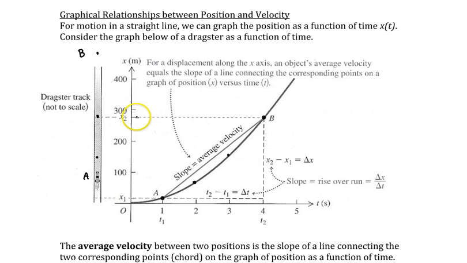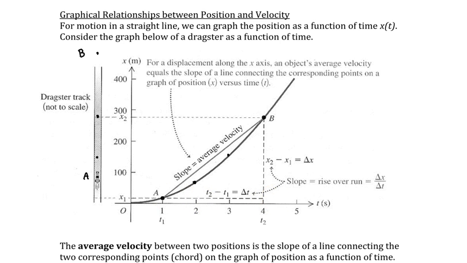In the graph, along the y-axis, we're plotting the position. So the rise is like the displacement. And on the x-axis, we're plotting the time. So the run is like the time interval.